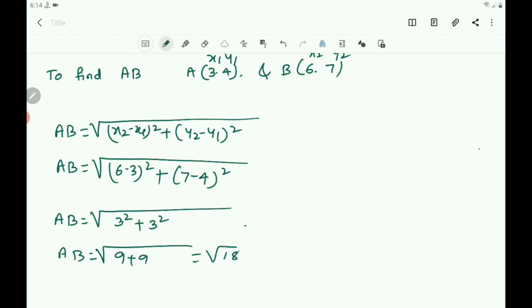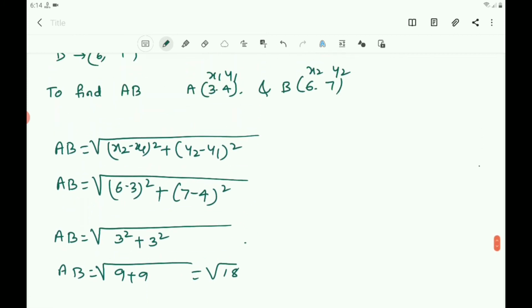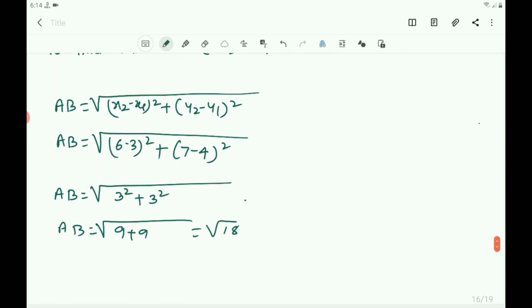You can convert this as a product of a square number and some other number: 9 into 2, and 9 is a square number. The square root of 9 is 3, so you can write 3 root 2, or otherwise you can keep it as square root of 18.